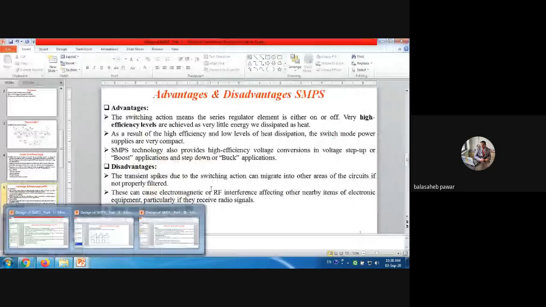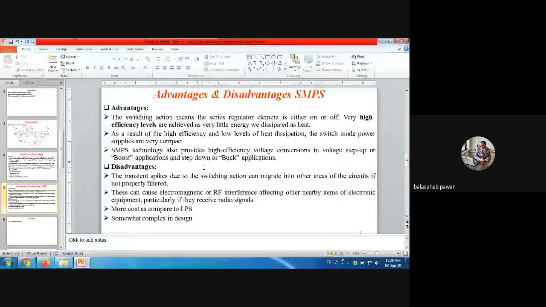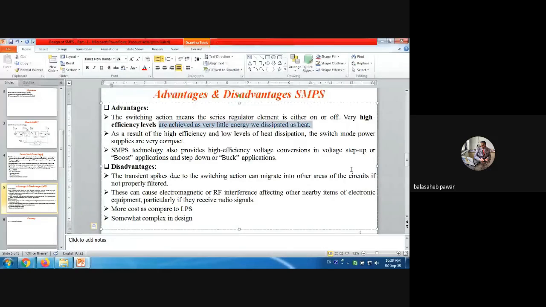So see the advantages. With the switching action, the series regulator element, that means the pass transistor, is either on or off, and that's why very high efficiency levels are achieved, as very little energy is dissipated as heat. Now see what the meaning of this line is. Why can we achieve very high efficiency using SMPS? This is the main advantage of SMPS. Power losses across SMPS are very low compared to linear power supplies.